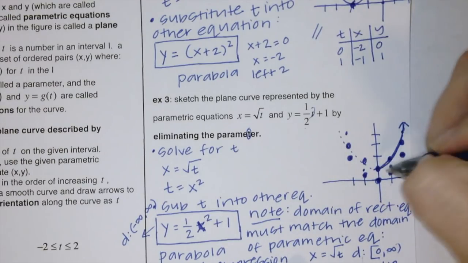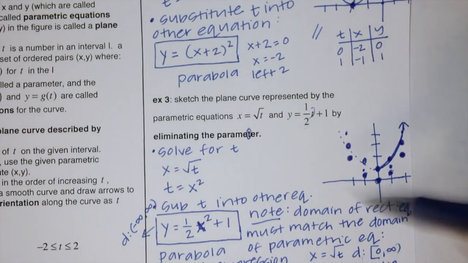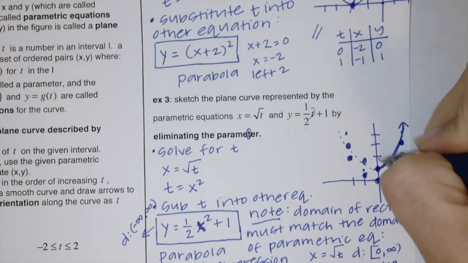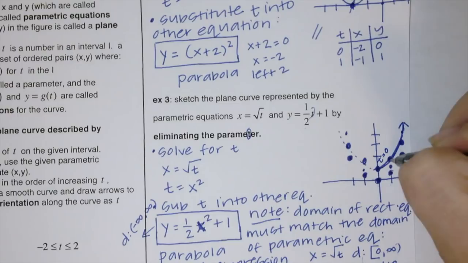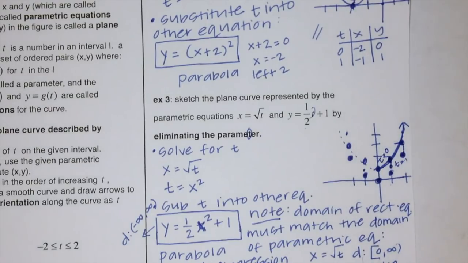So right here, oh, that was funny. This shouldn't be 0. This should be 1 right there, right? Because you do 1/2 times 0, 0 plus 1. So this one is t equals 0. And then this point right here is t equals 1. So my direction is going up, not down. So it should be like that.